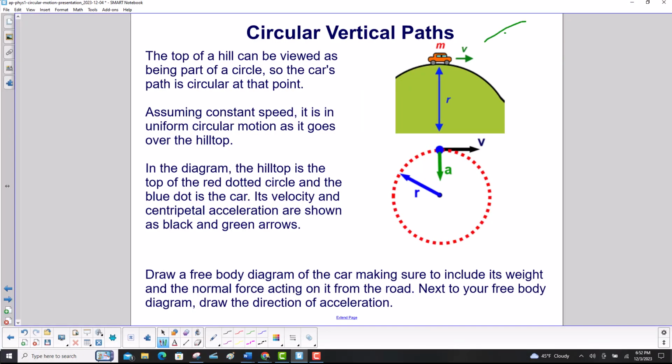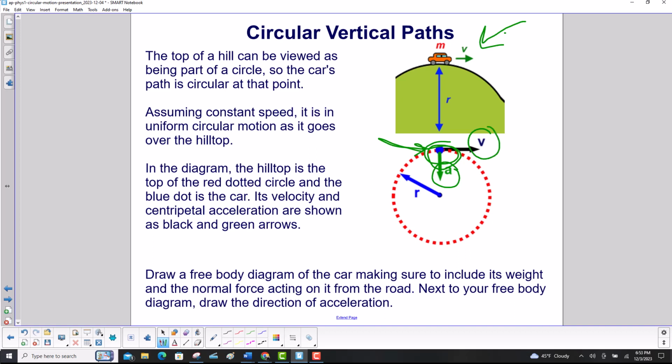The top of a hill, shown over here, can be viewed as being part of a circle, so the car's path is circular at that point. Assuming constant speed, it is in uniform circular motion as it goes over the hilltop. In the diagram, the hilltop is the top of the red dotted circle, and the blue dot is the car. Its velocity and centripetal acceleration are shown as black and green arrows. So here's your centripetal acceleration, here's the velocity of the car.